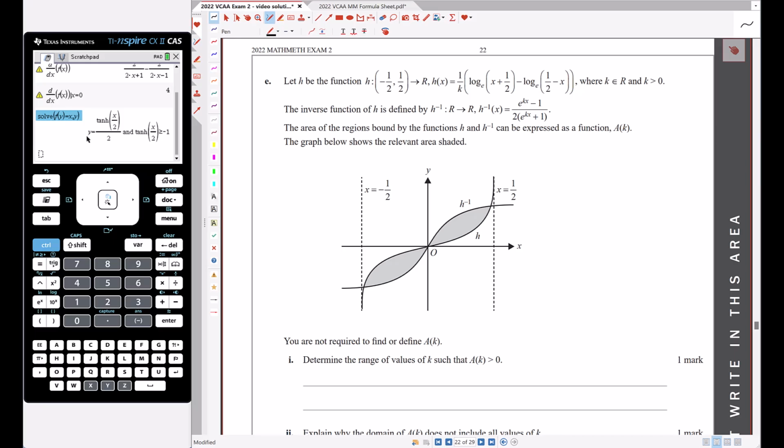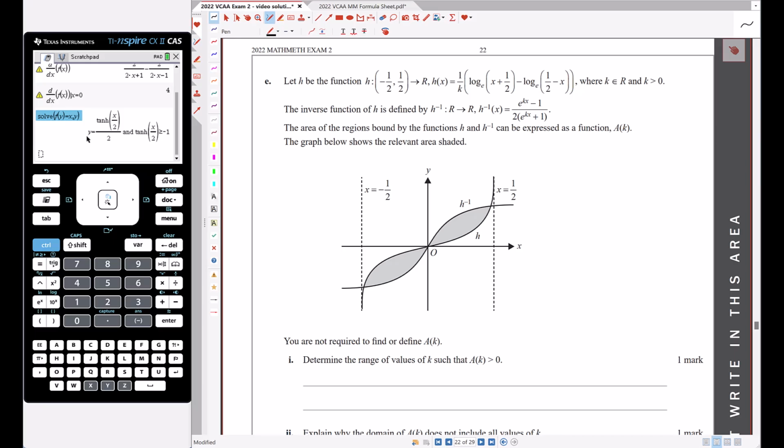Part E. Let h be this particular function. I'm not going to read all that out. So we've now got a sort of 1 on k involved there, and we've got a different domain happening as well. Oh, no, we don't. That's the same domain, isn't it? So we've just got 1 on k, so that's just a dilation by a factor of 1 on k from the x-axis. So everything's just being squashed down closer to the x-axis.